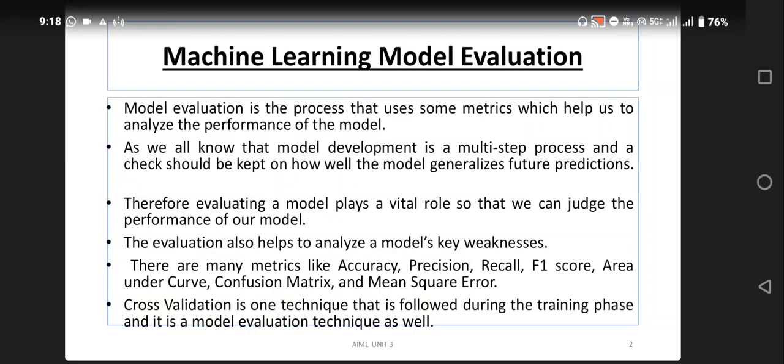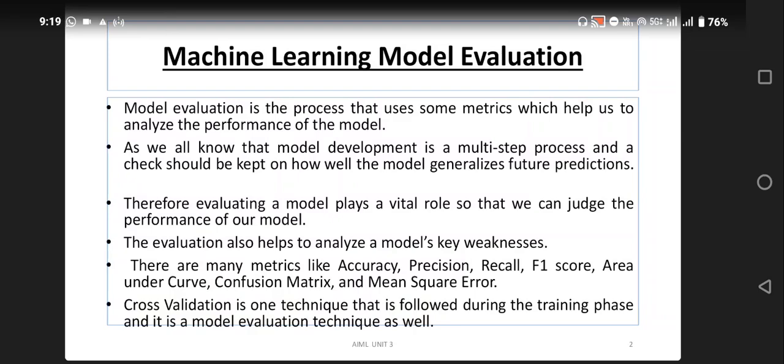Here we have to check how well the model generalizes to future predictions. Evaluating a model plays a vital role so that we can judge the performance of our model. The evaluation also helps to analyze the model's key weaknesses. There are many evaluation metrics. Some of the metrics are accuracy, precision, recall, F1 score, area under curve, confusion matrix, and mean square error.